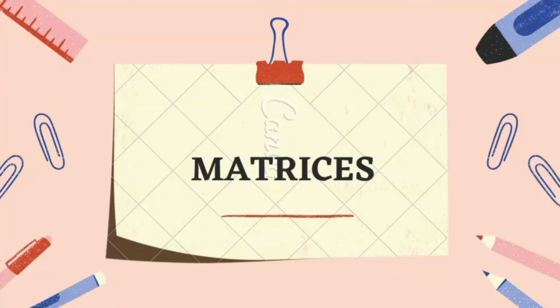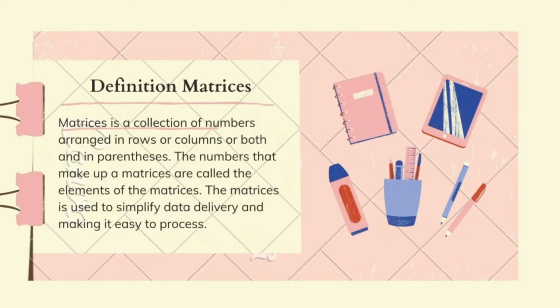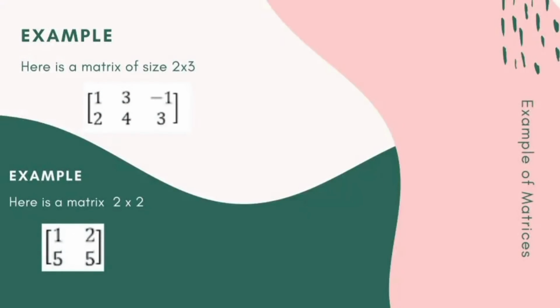Okay, for the introduction about a matrix, we have to know what a matrix is. A matrix is a collection of numbers arranged in rows or columns or both, and enclosed in parentheses. The numbers that make up a matrix are called the elements of the matrix. Matrices are used to simplify data delivery and make it easy to process. For example, here is a matrix of size 2 by 3 and a matrix of size 2 by 2.